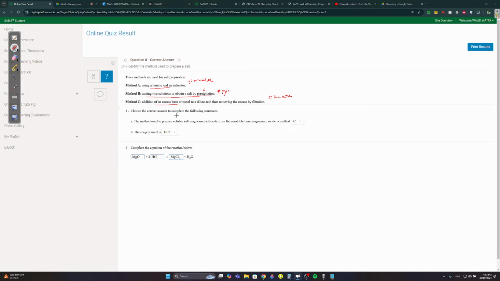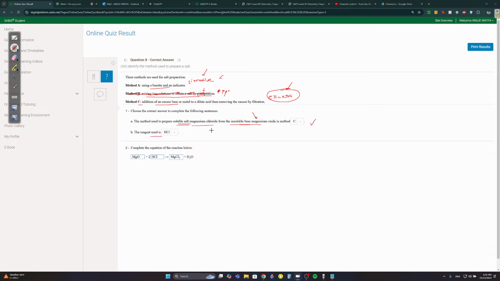Here, question 1, they said choose the correct answer. They want to prepare soluble salt, magnesium chloride. They said soluble salt, so quickly you go to method B. We don't want that. Okay. From the insoluble base magnesium oxide. Some people are still confused. How do I know if I use titration or excess? You ask yourself, is the base I'm using soluble? If it's soluble, you go use titration. But if it's insoluble, you're going to use excess method. They said insoluble, so you're going to use excess method, so it's method C.